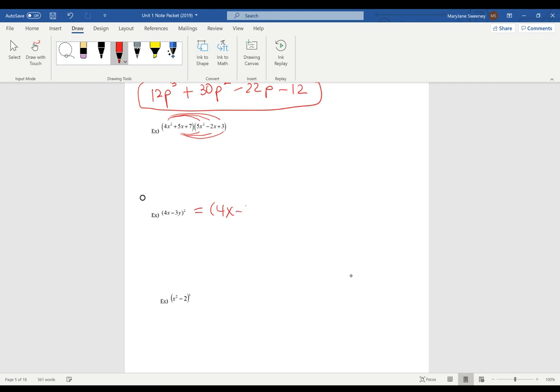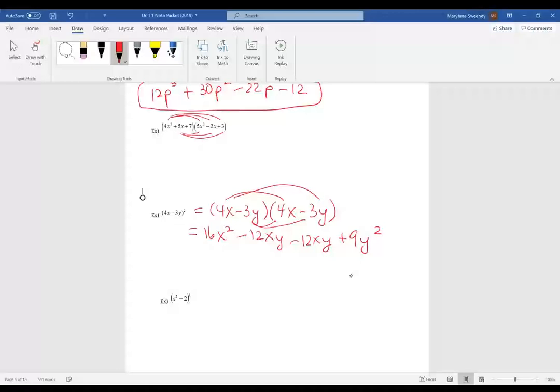Here you have to write this out twice and FOIL. You cannot just square the 4x and square the 3y. When there is that minus sign in the middle, a minus or a plus, you have to write it out twice in FOIL. So this is 16x squared minus 12xy minus 12xy, and a negative 3 times a negative 3 is a positive 9, and then y squared, because y times y. So this is 16x squared minus 24xy plus 9y squared.